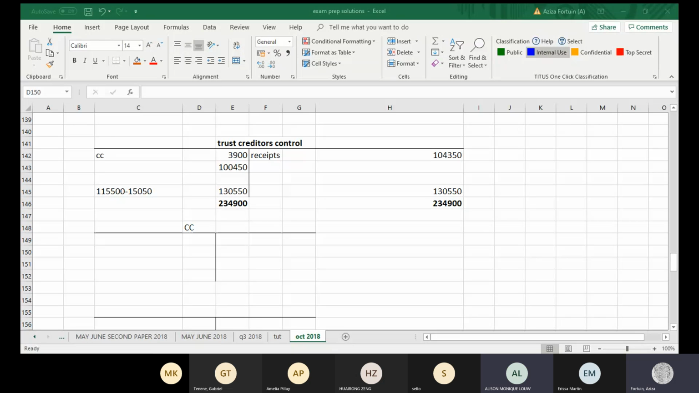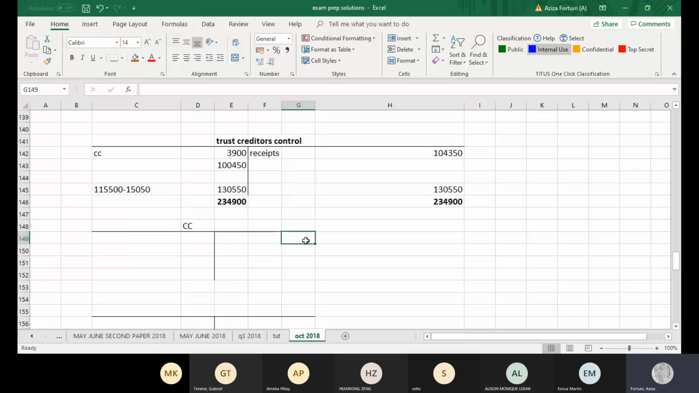We're going to credit the 3,900. Thank you, Alison. The 3,900 and the contra account is going to be the trust creditor transfer, which was called wrong. What are we going to debit in my client control account? The fees. Yeah. Okay.